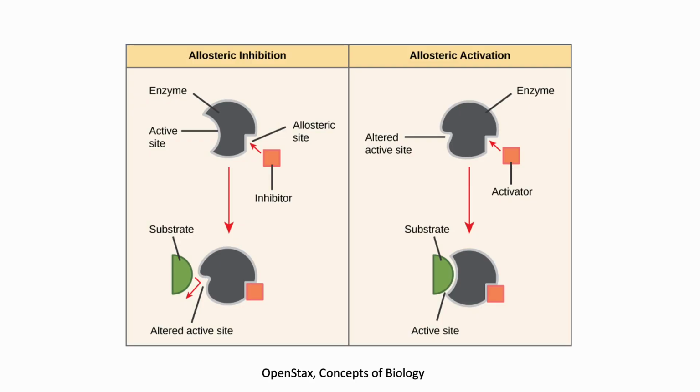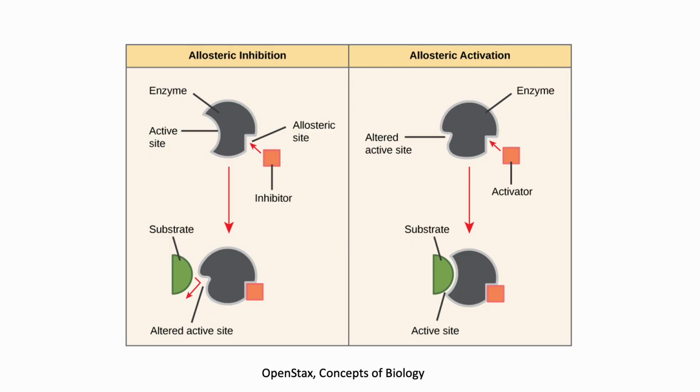And here's just another example for you to see how this can work in a cell. So we have an inhibitor that binds elsewhere. That's going to change the shape of the enzyme, and it no longer can bind the substrate. Therefore, the active site is altered. Now, on the right, what I want you to see is something we haven't discussed yet, and that is an activator.